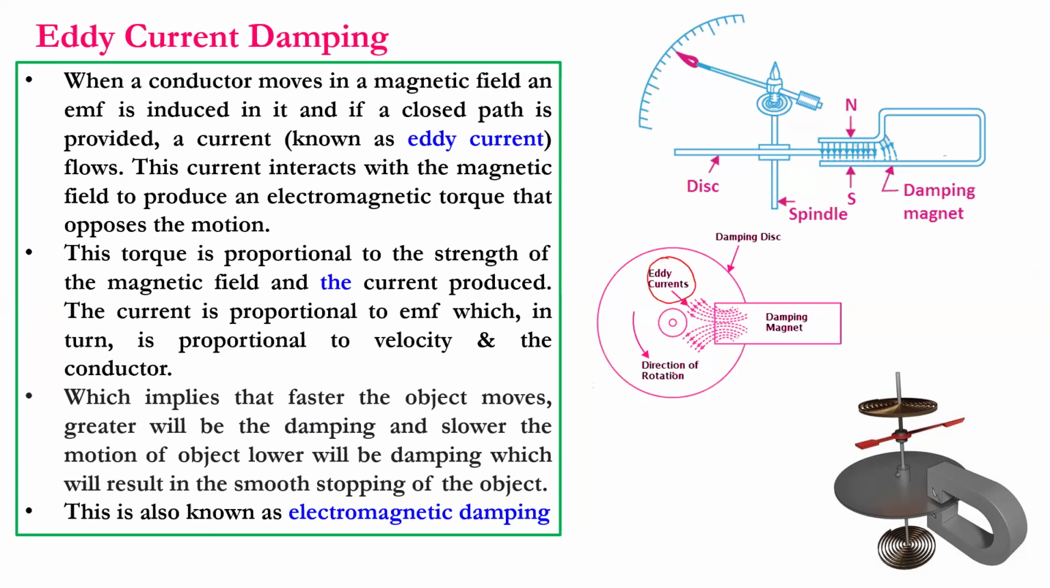The direction of these eddy currents opposes the rotation of the disc and nullifies those oscillations. When a conductor moves in a magnetic field, we already know an EMF is induced in it. If it is a closed path, it converts into current. Those currents may be called eddy currents. This current interacts with the magnetic field to produce an electromagnetic torque that opposes the motion. This torque may be called damping torque.